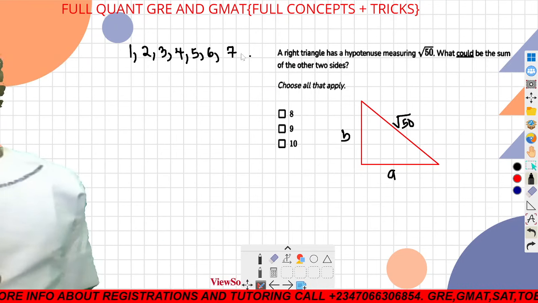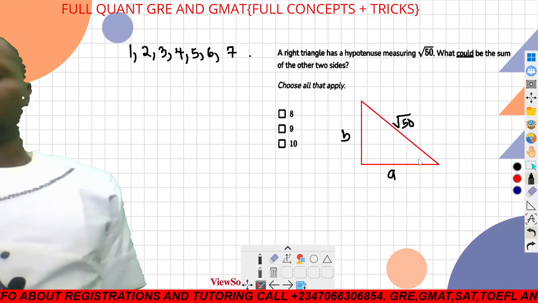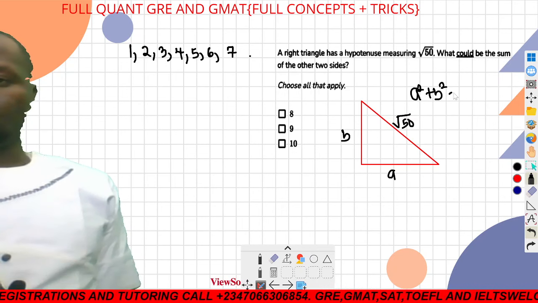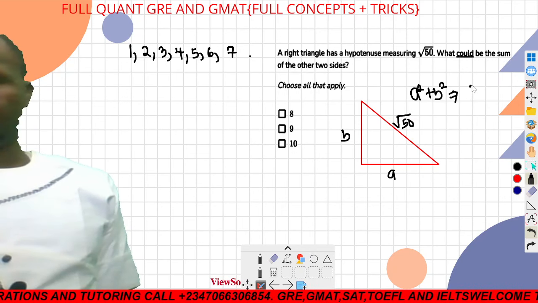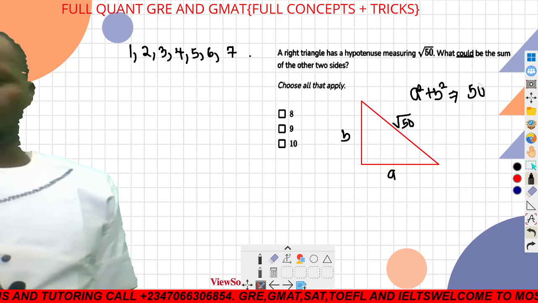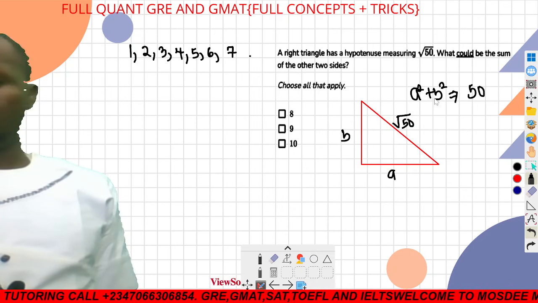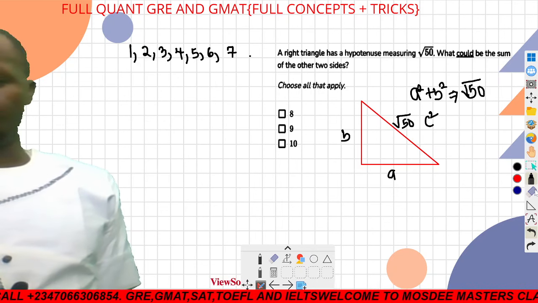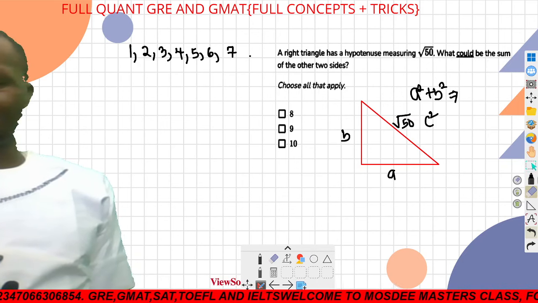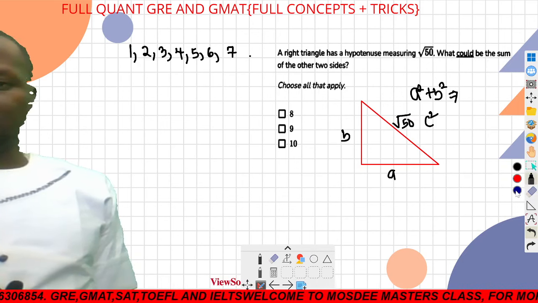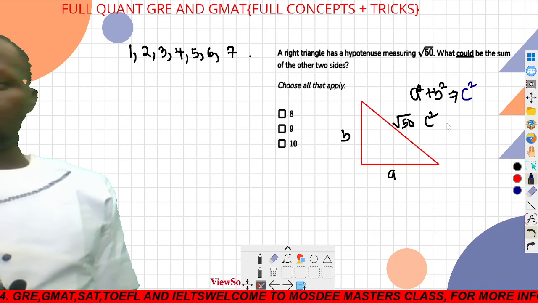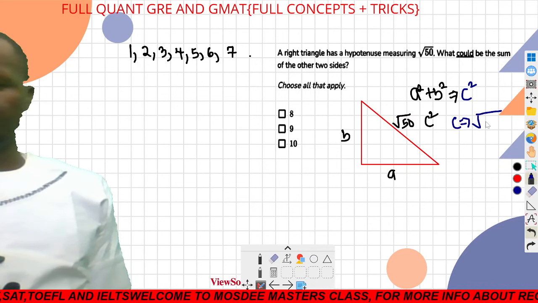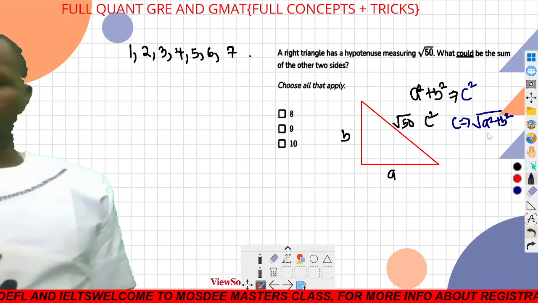Now, why I'm stopping at 7, guys, is that I'm looking for two numbers, because we know the property of the Pythagorean theorem: a squared plus b squared must equal c squared. Let's call this c squared first, so that you get what I'm talking about. I don't want you guys to miss any point in this class. So for c to be root 50, c will be equal to the square root of a squared plus b squared.